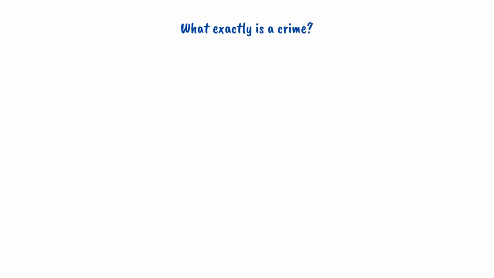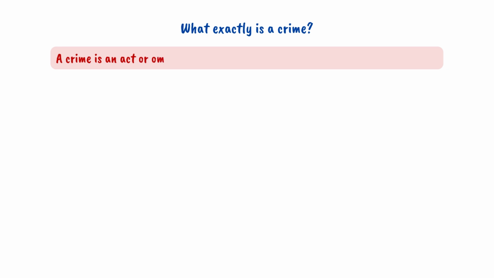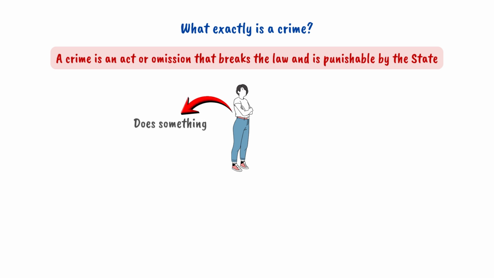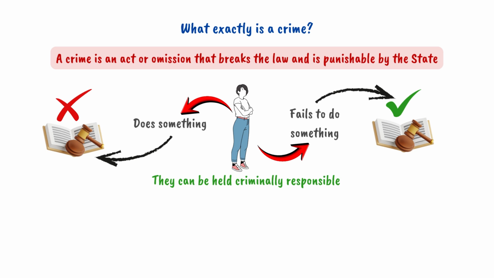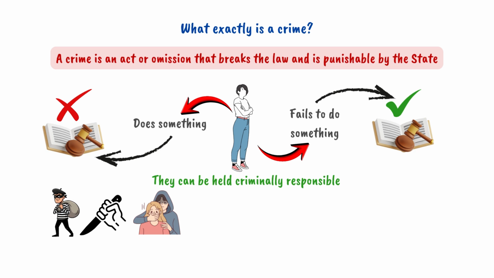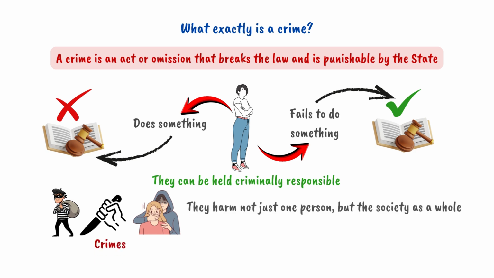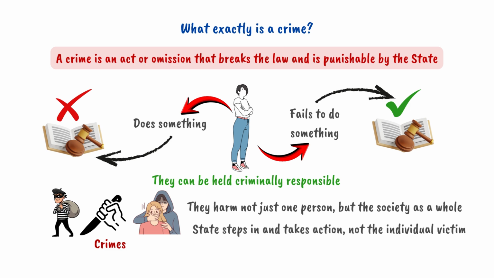In the simplest words, a crime is an act or omission that breaks the law and is punishable by the state. That means if someone does something the law forbids or fails to do something the law requires, they can be held criminally responsible. For example, theft, murder, or assault, these are crimes because they harm not just one person but the society as a whole. That's why the state steps in and takes action, not the individual victim.